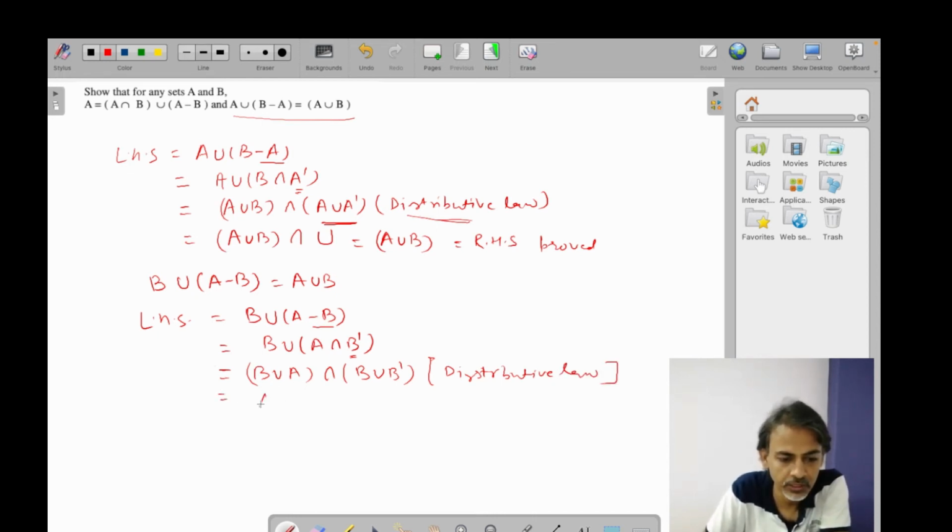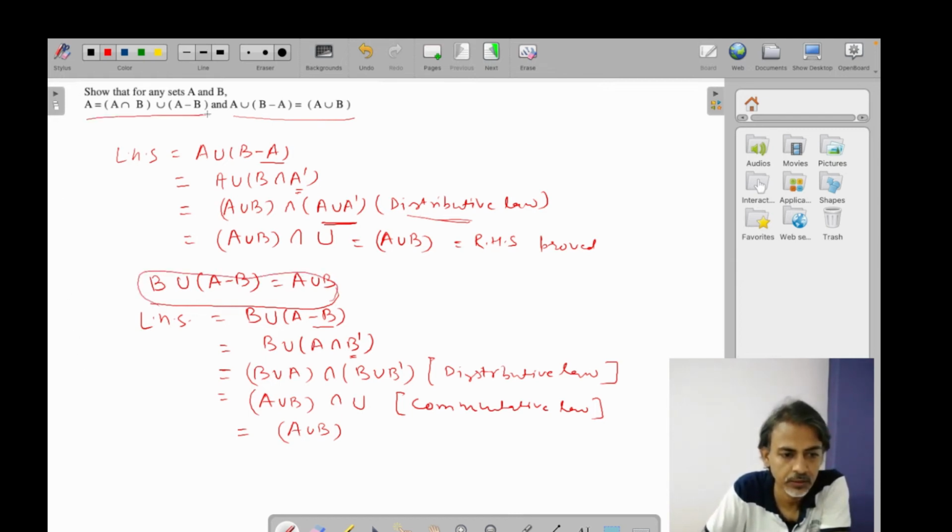B union A can be written as A union B using commutative law, and this part becomes U. Now A union B intersection U, you will again return A union B. Alright, so we can see that this part is also equal to A union B. Now let's try to see this part. We'll take the right hand side of it, RHS of it. So A intersection B and then union of A minus B.